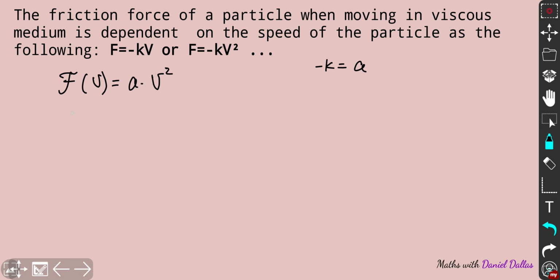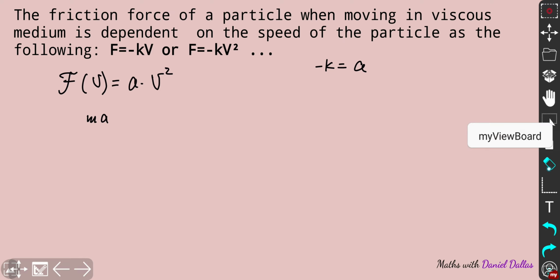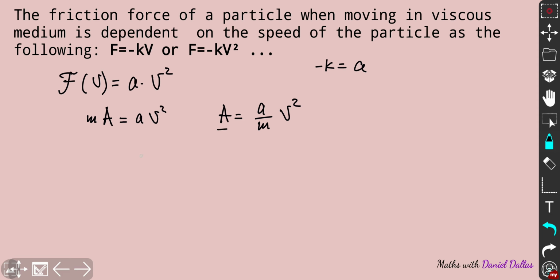On top of that, we can say that this is the friction force. And in the simplest case, let's assume that's the only force acting on the body. So that's why it will cause acceleration. Sorry, my bad. Maybe put the capital A instead for acceleration. And on the right side, we'll have a v squared. If we rewrite this equation as a over m times v squared, we know that acceleration is dv over dt. So that's why we'll get the following: a over m times v squared.